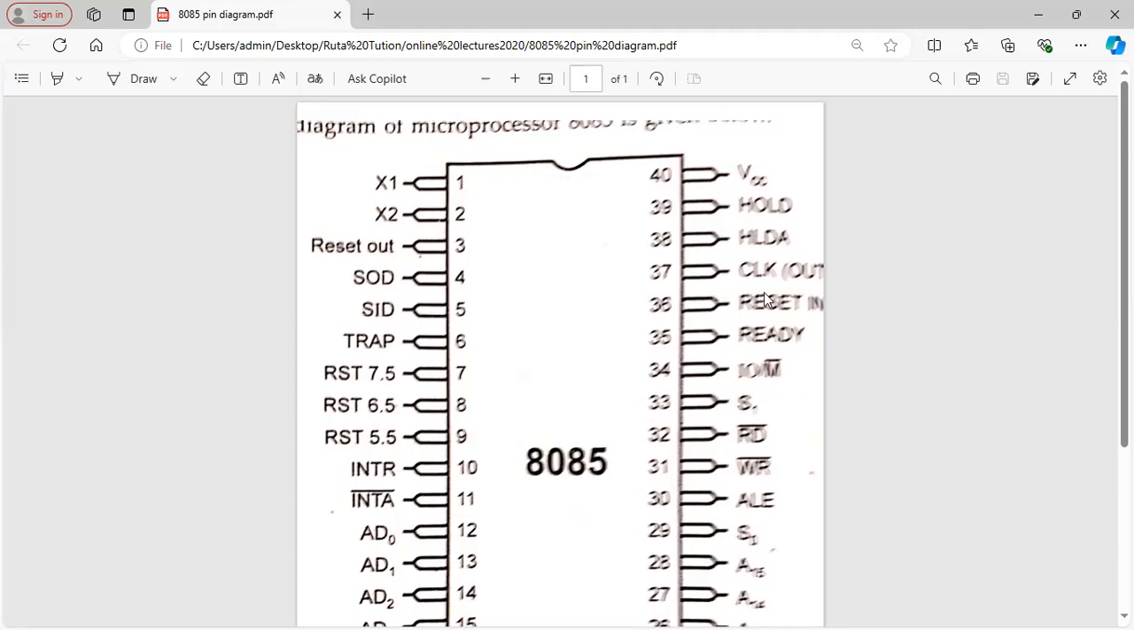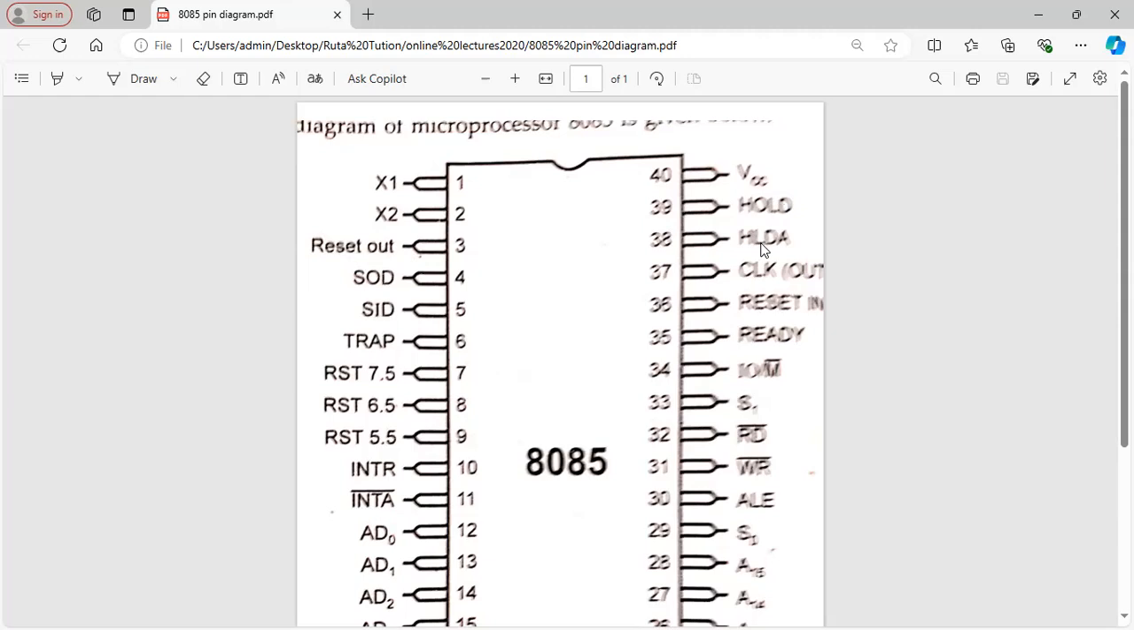Reset in bar; there should be a bar here. When this pin is low, the microprocessor resets. The contents of all the registers will become 0. Once the microprocessor resets, it sends the reset out signal on this pin.